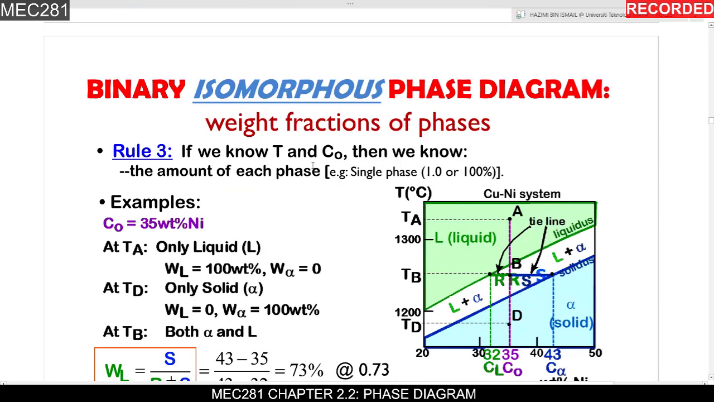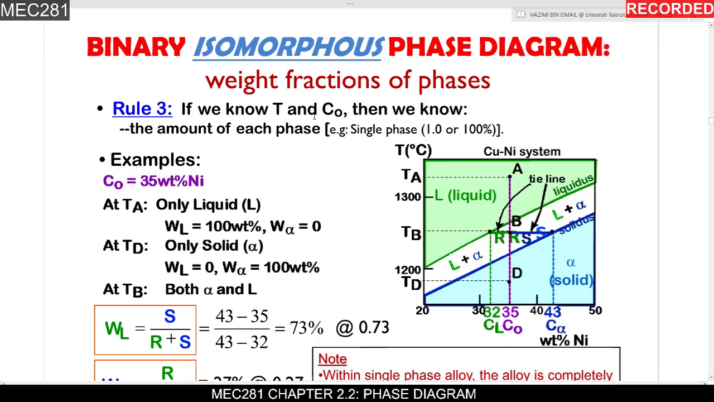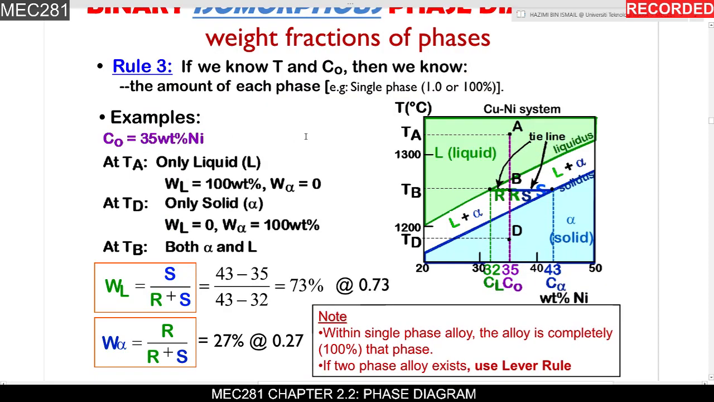Rule number 3, for the weight fraction of phase: if we know the temperature and composition, then we know the amount of each phase. For a single phase, it is 1 or 100%. Of course it is 100% for a pure single phase. If it is in the liquid, 100% liquid. If it is in the alpha, solid, then it is 100% solid.